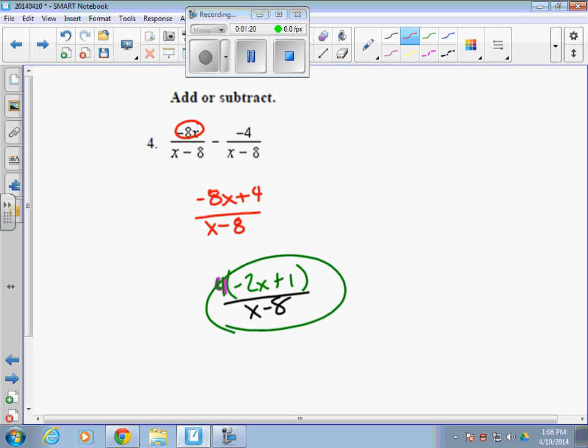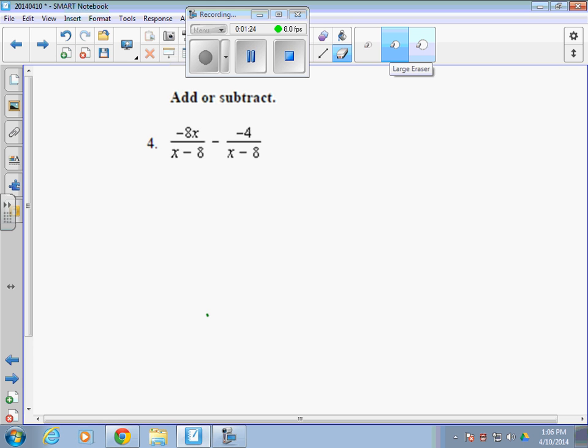We're adding or subtracting this one. I did this one earlier. In order to add and subtract fractions, you've got to have the same denominator or the same bottom. Notice they both are the same, x minus 8.